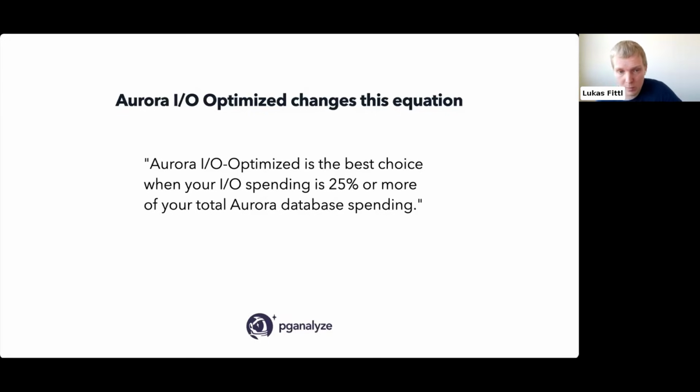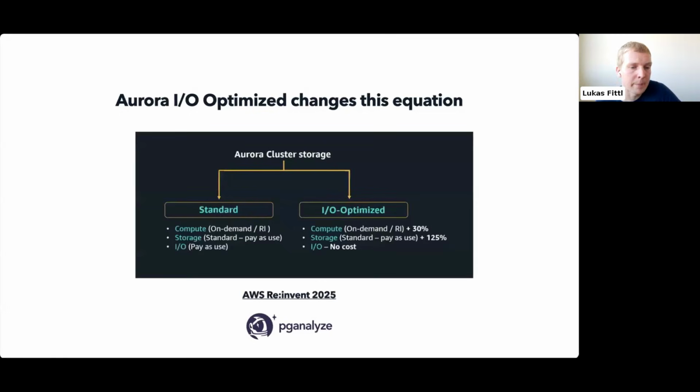IO optimized is a choice you make on a per instance basis. And basically what it does, this is from a good presentation at last week's reInvent that summarized some good things about Aurora, is you increase your compute cost, right? So you pay 30% more for the instance, and you more than double your storage costs. But what you don't pay for is IO, right?